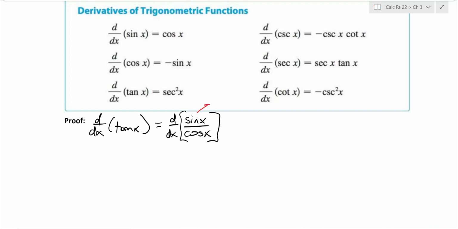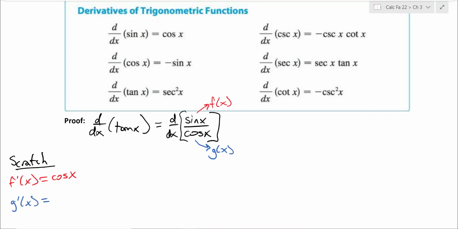But in terms of what we did for working class, that was our f of x, right? Our denominator function was our g of x. And then we did our scratch to find the derivatives of each piece. Right, so f prime of x, the derivative of sine x, is just cosine x, and g prime of x, the derivative of cosine x, was minus sine x. Right, we just looked at it with the graph, so it's right in the box above there.